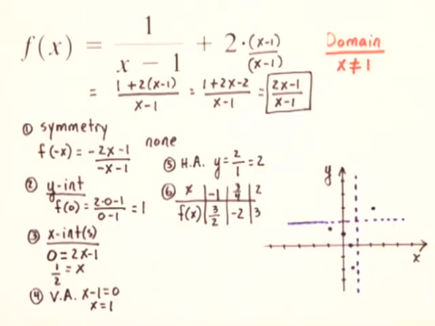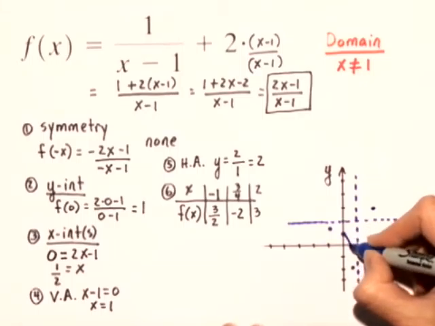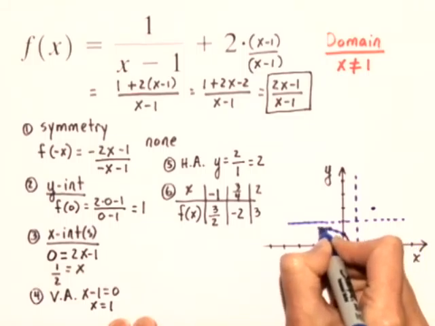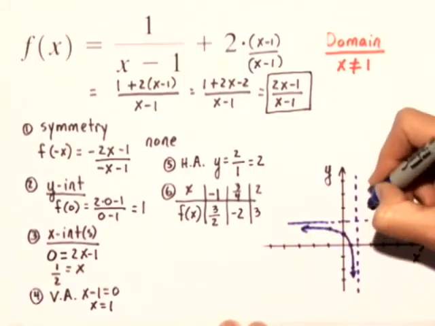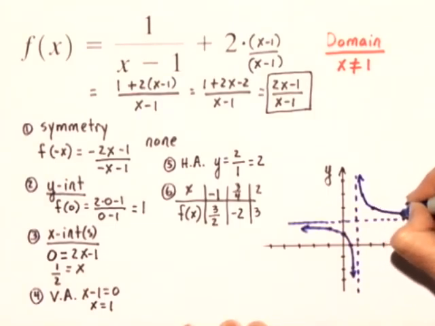Now I'm ready to make my final sketch, remembering that when I make this smooth curve, it always tends toward the asymptotes. And there's a graph of my rational function.